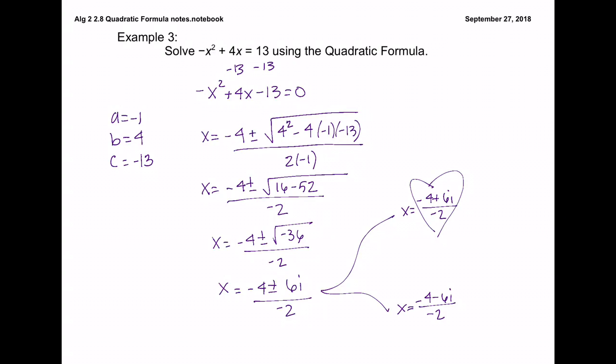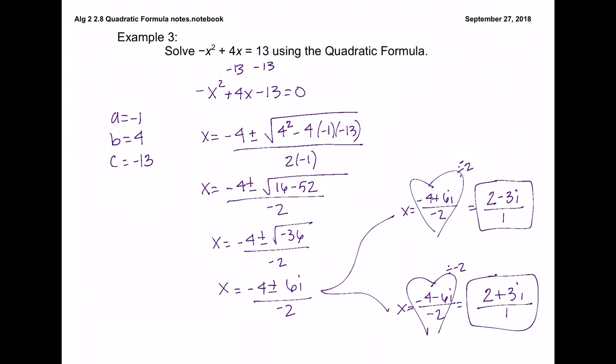I then have a nice hint. This is all divisible by 2. Actually, divisible by negative 2. Negative 4 divided by negative 2 gives us a positive 2. 6 divided by negative 2 gives us a negative 3i, all over 1. And when we simplify the other one by negative 2, we get 2 plus 3i over 1. So we have two imaginary roots.